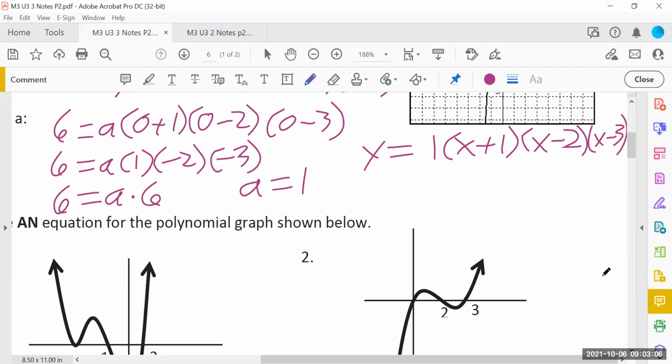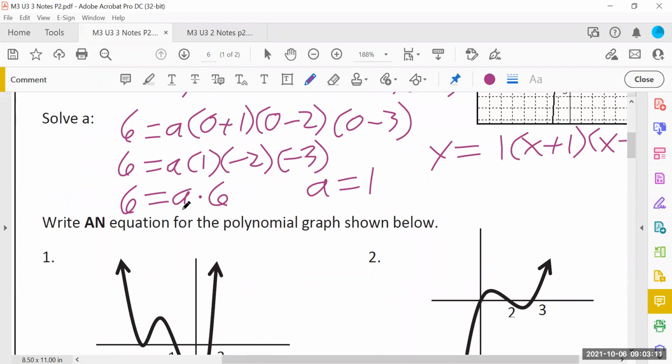So let's try it. We solved for a. We divided both sides by 6. We got a equals 1. That tells us what the a constant out in front is. So what happens here? The factors are all pretty easy to get here.